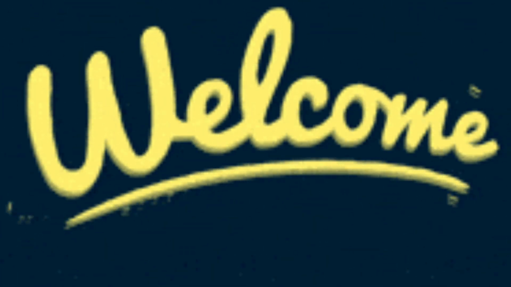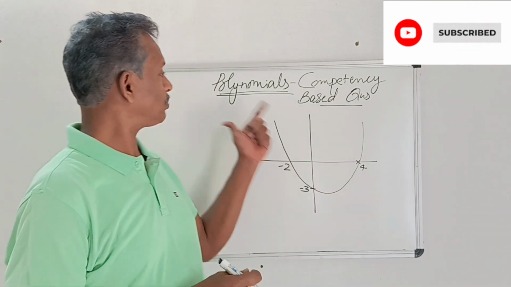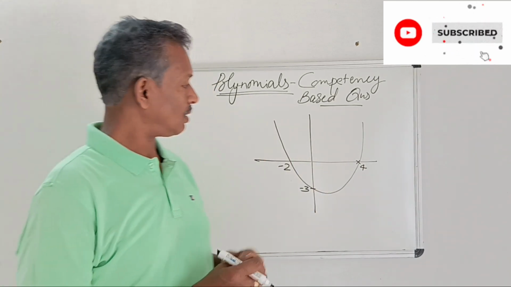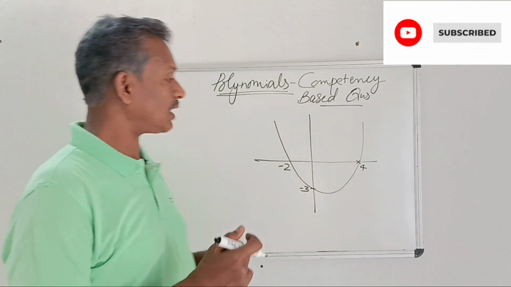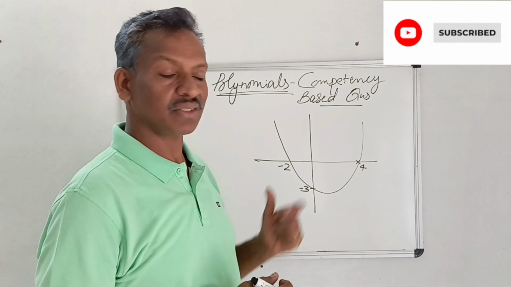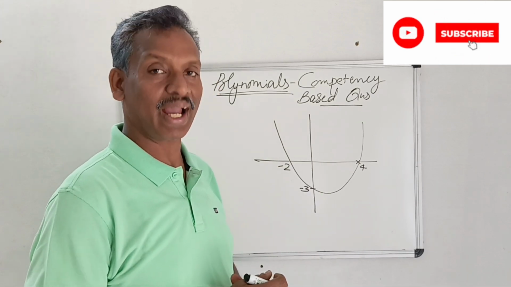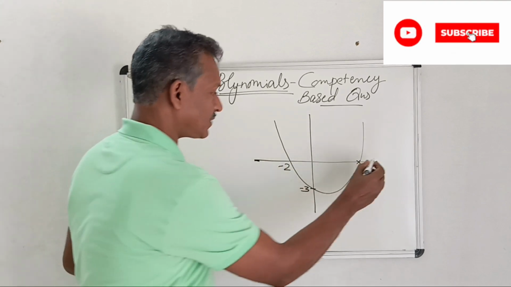Today we are going to discuss some competency-based questions from the chapter Polynomials. This is a common question. A graph is given and they may ask the first question like this: how many zeros does this graph or this polynomial have? So in how many places does it cut the x-axis?